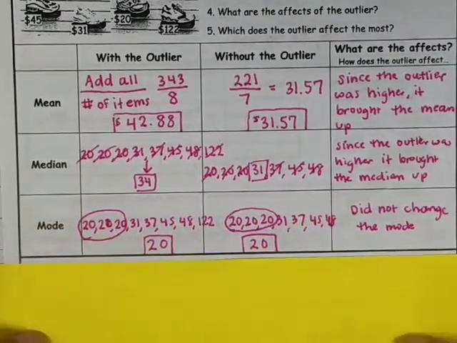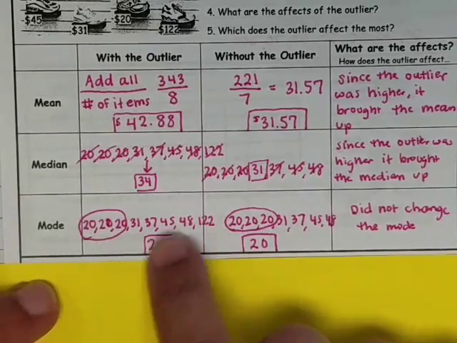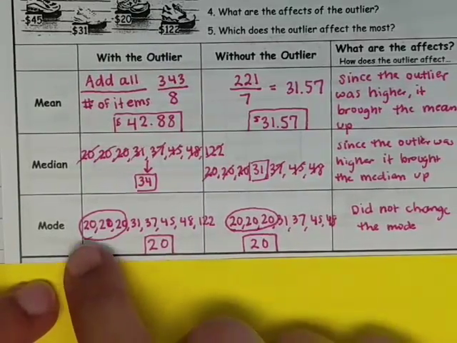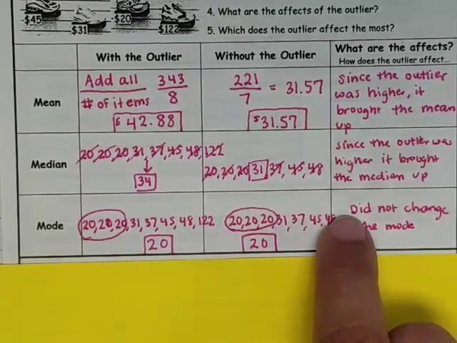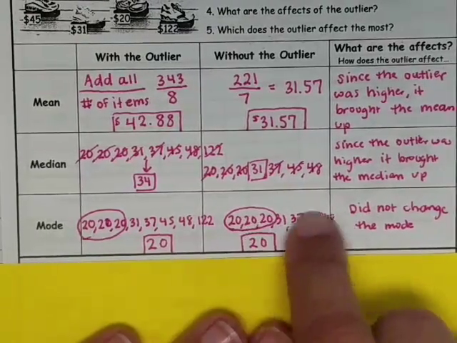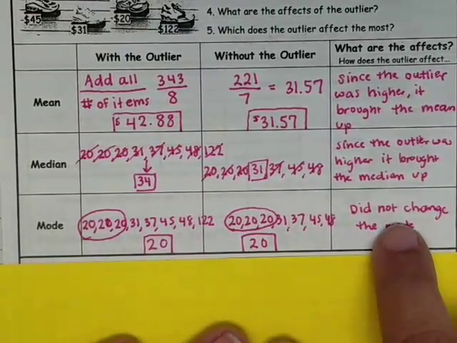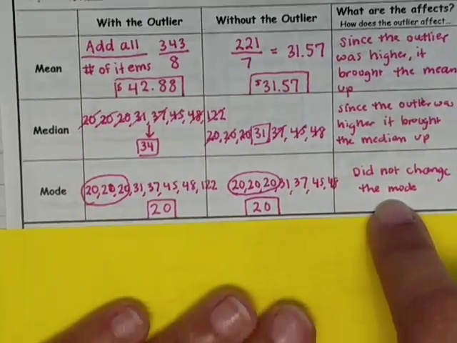And then the last one, I put them in order from least to greatest, and I found a number that happened the most, and it was the mode, which was 20. And then when I took the outlier away, I still had the same mode of 20. So the outlier did not change the mode.